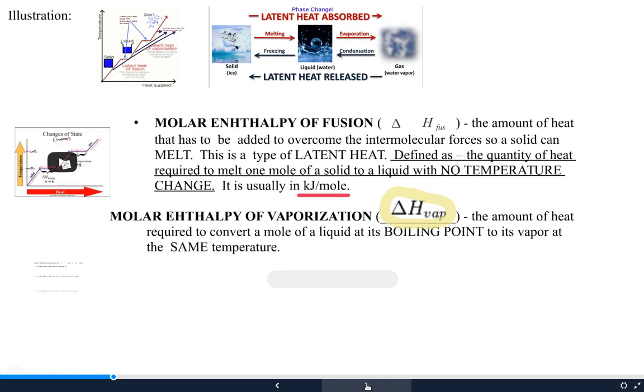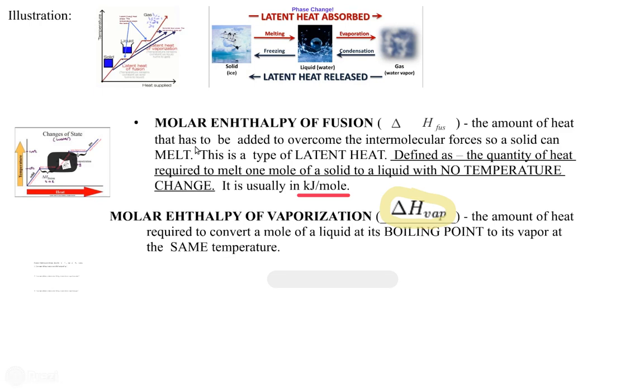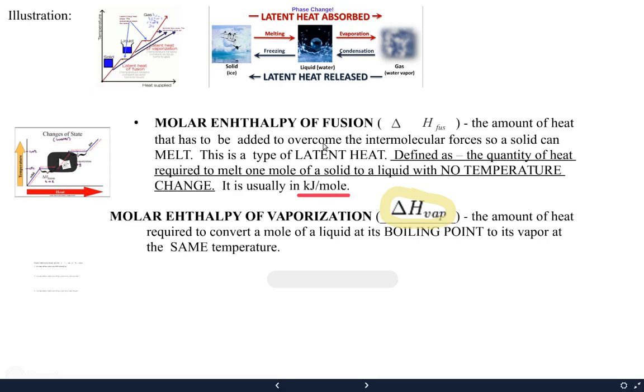And that brings us to molar enthalpy of fusion. It's one of the first kind of new terms that you need to figure out. Molar, remember we're talking about moles, how many moles of something. Enthalpy is that heat, the delta H, the H. And then fusion, the amount of heat that has to be added to overcome the intermolecular forces so a solid can melt. Remember intermolecular forces: dipole-dipole, dispersion, hydrogen bonds. So how much heat does it take to pull the molecules away from each other so they go from a solid to a liquid? This is a latent heat.